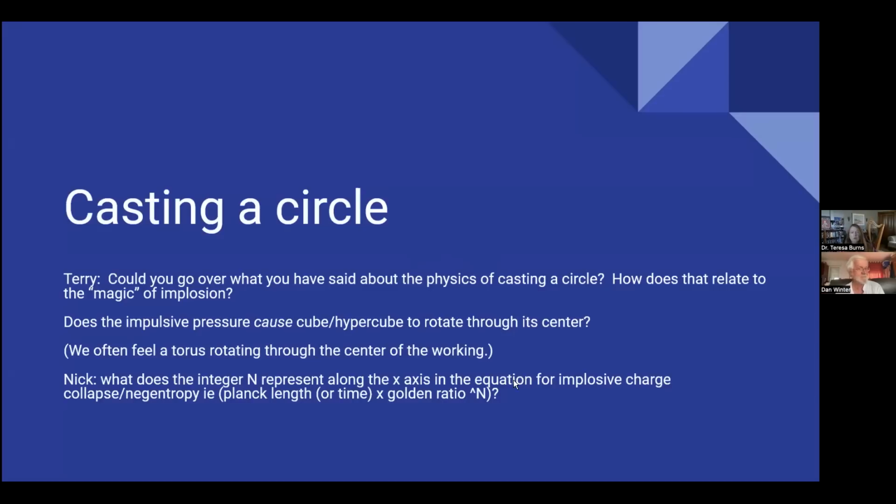Well, go ahead. There's a question here from Nick Denton, who's very active on our group, and I think other people might want to know this. It's very pointed. He says, what does the integer n represent along the x-axis in the equation for implosive charge, collapse, and negentropy that you have? So the Planck length or time times the golden ratio, and then you have n.